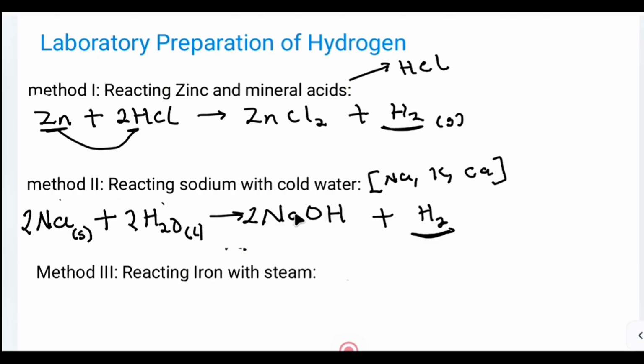I won't advise it because this reaction can be very vigorous or violent. Okay? I'd prefer you stick with zinc and mineral acid.